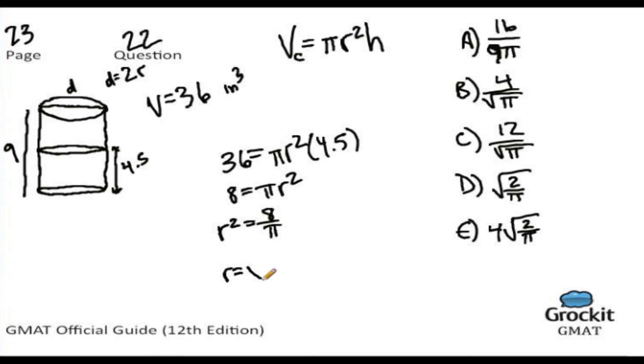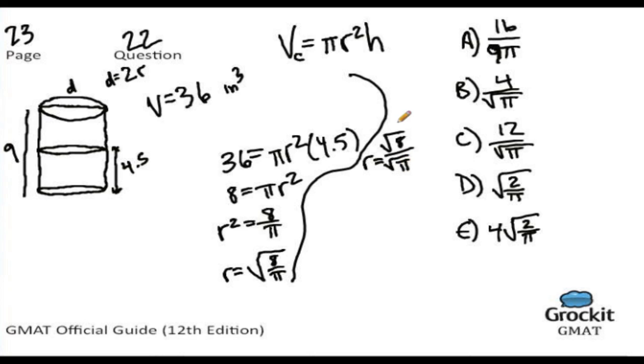So r equals the square root of 8 over pi. And of course, this is where it gets less pleasant. Remember that with radical signs, you can get rid of the large one by putting a smaller one over both the numerator and the denominator. So we have r equals the square root of 8 over the square root of pi. The square root of 8 is the same thing as 2 times the square root of 2. So r equals 2 times the square root of 2 over the square root of pi.